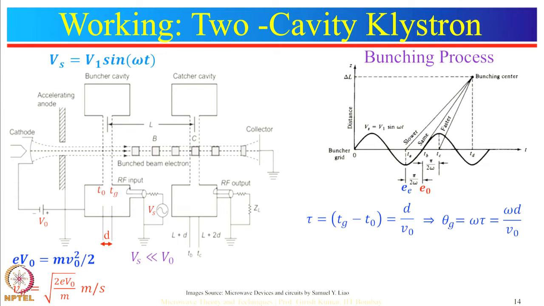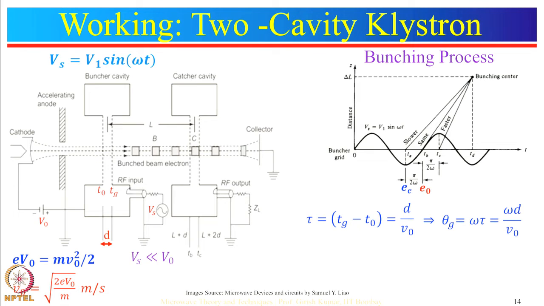So, let us say this reaches delta L after Td minus Ta time, which is also equal to the time taken by the reference electron plus this time. This time is pi by 2 omega, or T by 4, where T is the time period of the input signal. So, the time taken by the early electron to reach this point will be the time taken by the reference electron plus 1/4 of the time period of the input RF signal.